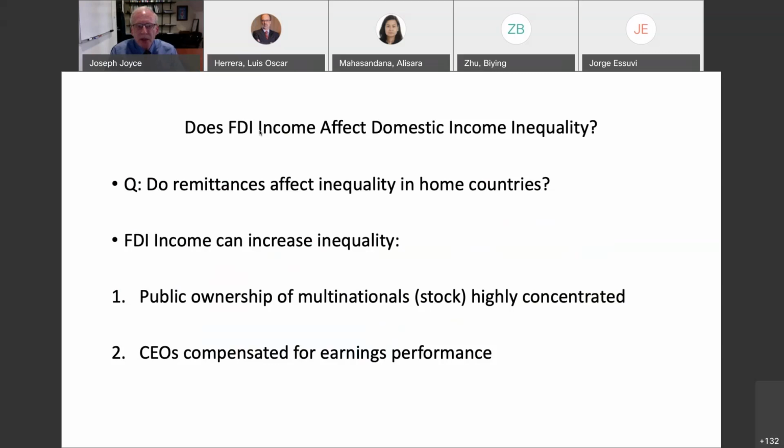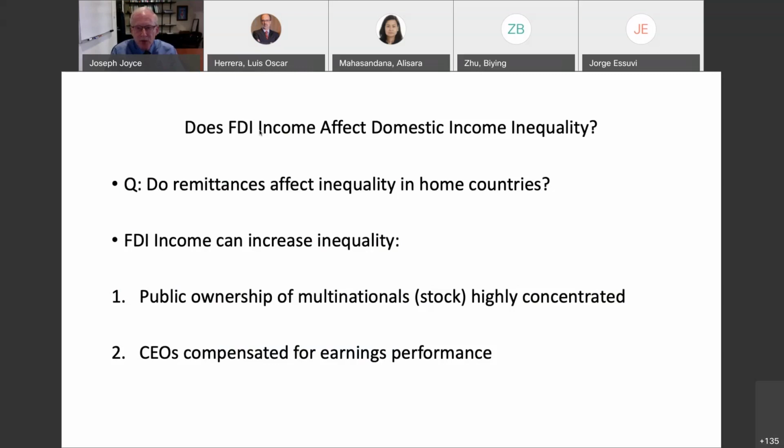And I'm going to make the argument that it could happen. FDI income can increase inequality. Two reasons that I could think of. First would simply be the fact that the public ownership, the stock ownership of multinationals, is highly concentrated. And those figures, if you don't know them, in the US, for example, the top 1% of the wealth distribution owns something like 34% of all the stock. So right away, there's a high degree of concentration there.